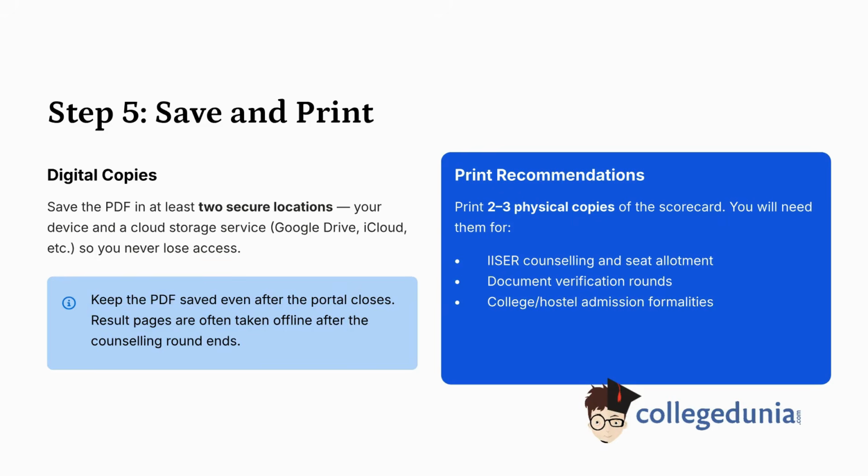After downloading the scorecard, make sure you save it in multiple locations. Keep one copy on your device and another in cloud storage such as Google Drive or iCloud. This ensures that you can access the document even if your device is lost or damaged. It is also recommended to print at least 2 or 3 copies of the scorecard. These copies may be required during counseling, document verification, seat allotment, hostel admission, and other admission-related formalities.